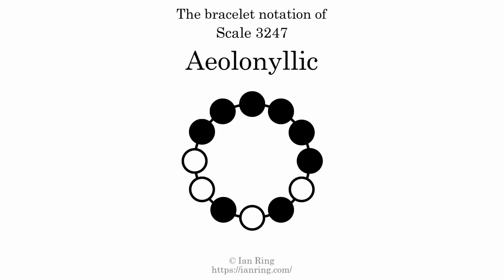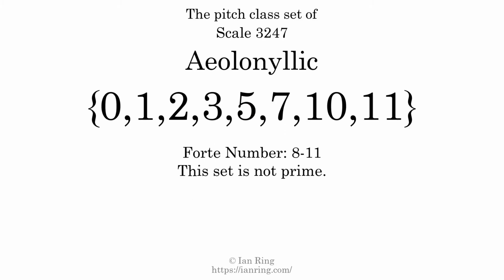This is a bracelet notation diagram of scale 3247. The shaded circles represent tones that appear in the scale, and they are read clockwise, starting at the top. The pitch class set for this scale is 0, 1, 2, 3, 5, 7, 10, 11. The forte class is 8-11. This set is not prime.